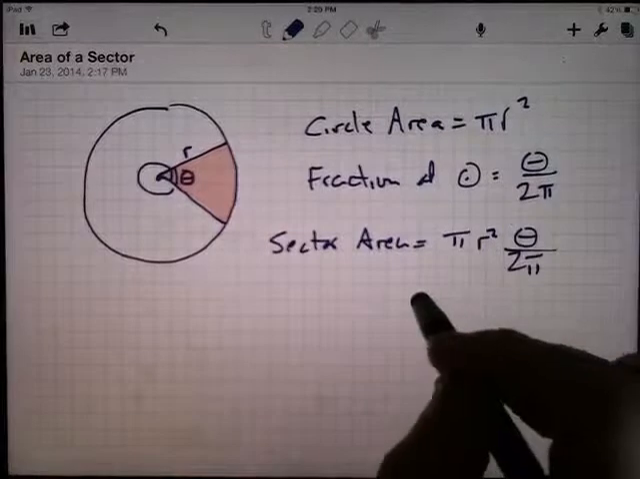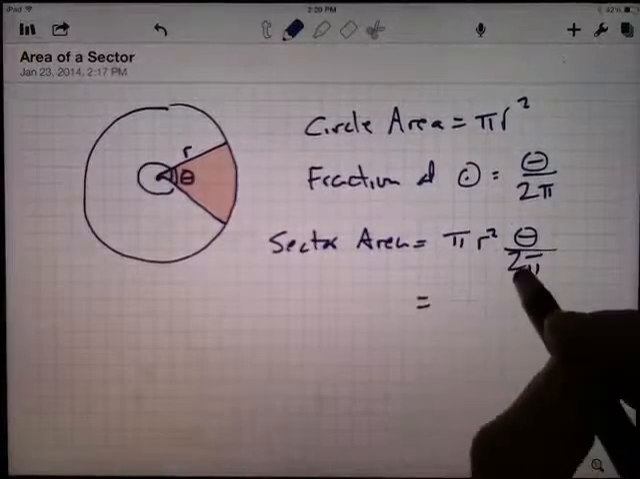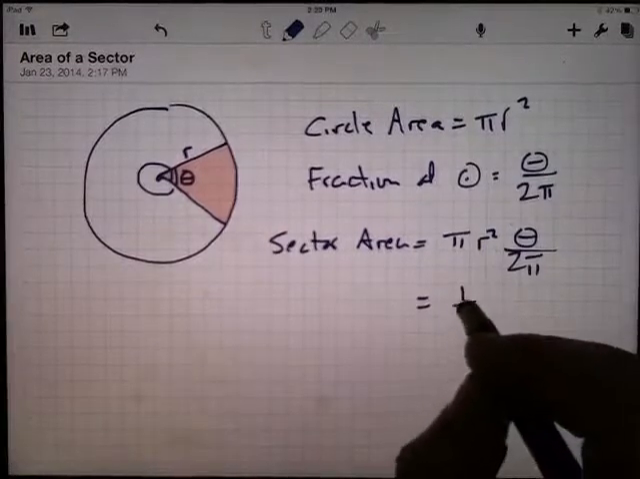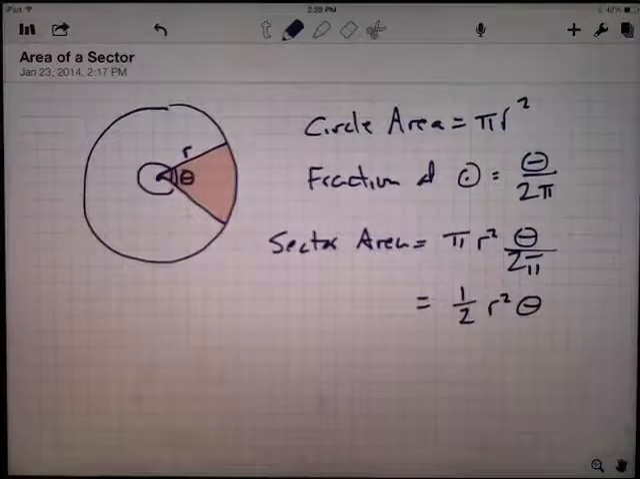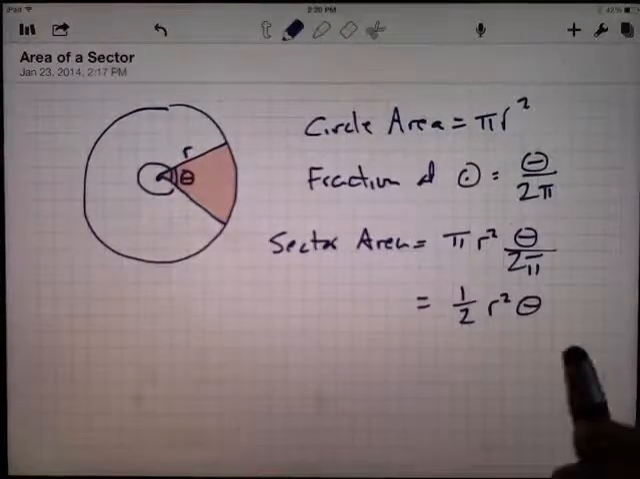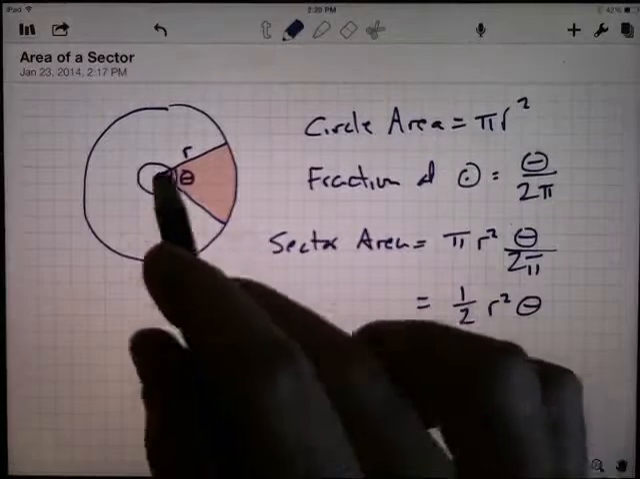I can simplify things a little bit. The pi's cancel out. I end up with 1/2 r squared theta. And this is a fairly common way to think of this. So if you know the angle and you know the radius, you can find the area.